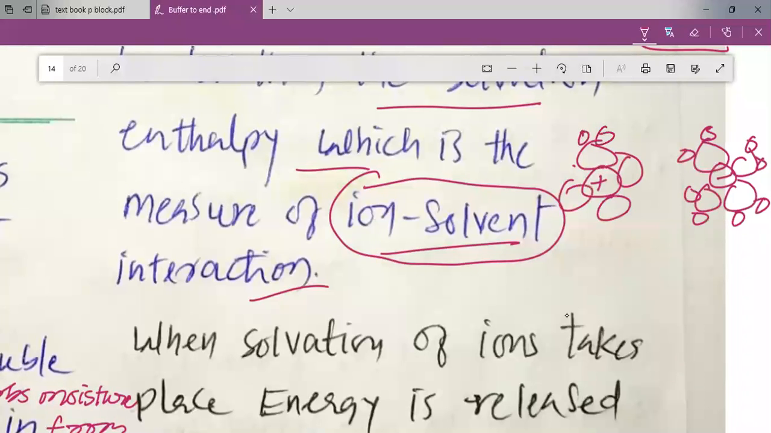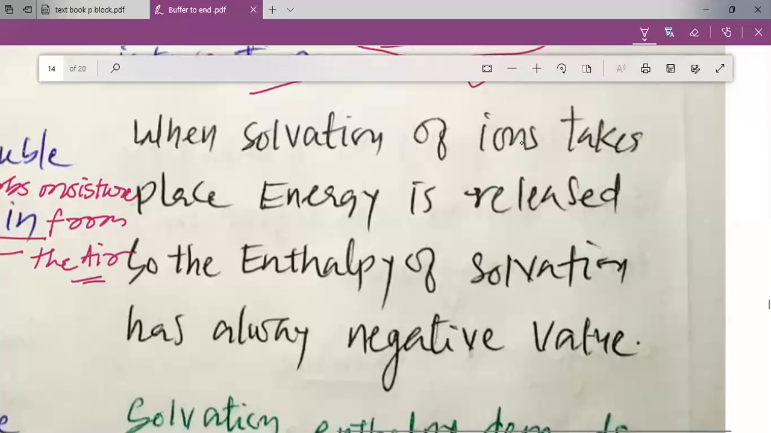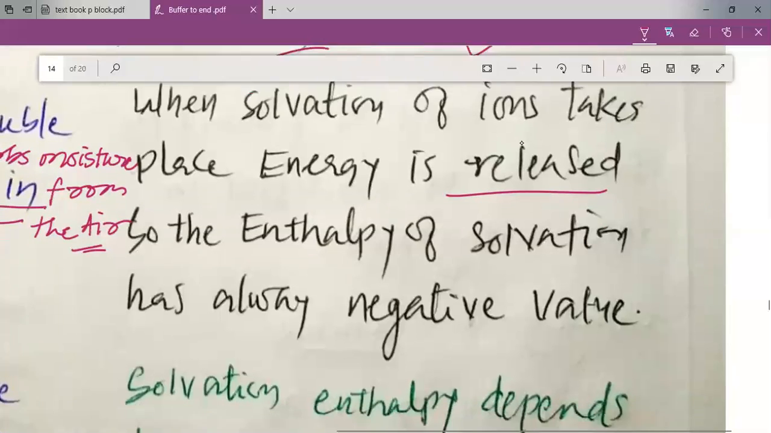So if the solvent is water, the process is known as hydration. But if the solvent is something else, my dear students, that is why we use the general term solvation. When solvation of ions takes place, energy is released. Please remember that whenever solvation of an ion takes place, energy is definitely going to be released.